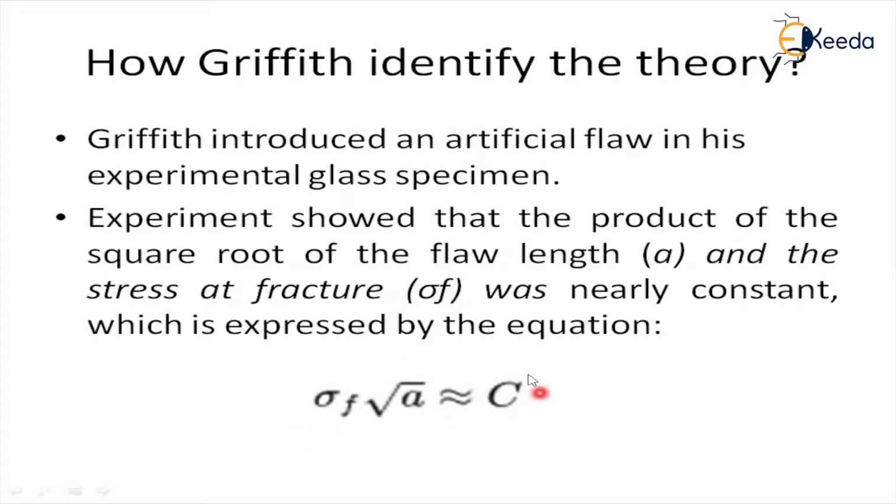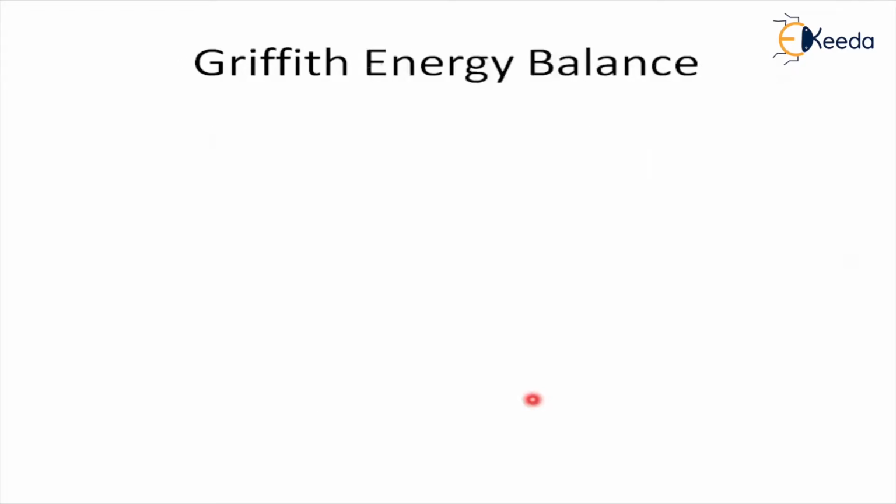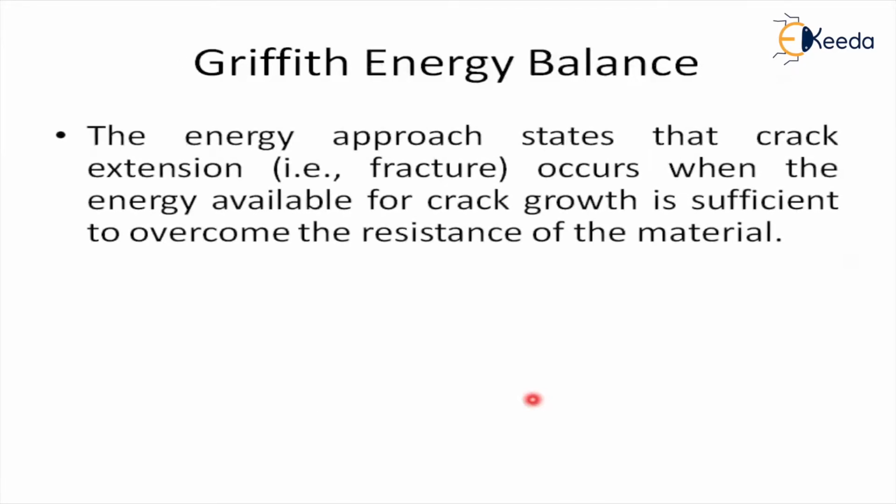Please observe the equation here. This equation clearly says that sigma f, the stress at fracture, times the square root of a, the flaw length, is approximately equal to C, where C is a constant. The product of these two is approximately constant. Let me discuss one more example. Before going to that, observe this sentence here, which clearly explains how the energy is balanced according to the Griffith criterion.